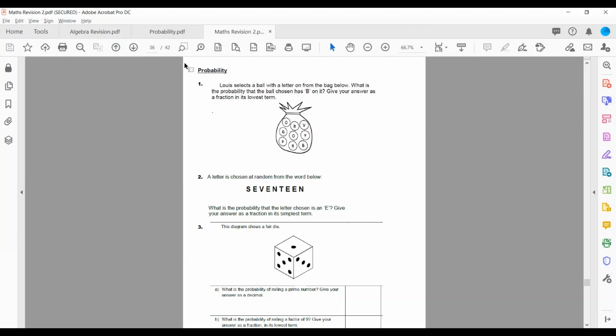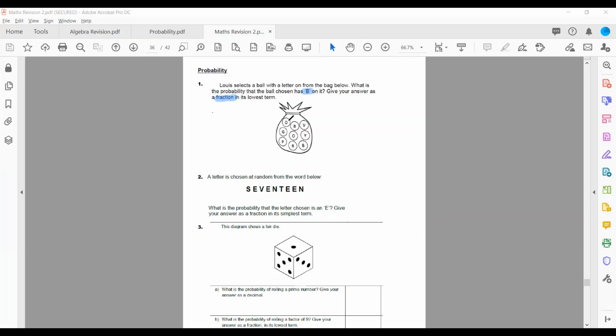So if we have a look at question 1 here, we have a bag with a lot of letters in, and the question is asking, Louis selects a ball with a letter from the bag. What is the probability the ball chosen has a B on it? Give your answer as a fraction, because probability can be given as a word, so likely, unlikely, evens, impossible, certain. Can be given as a fraction, can be given as a percentage, can also be given as a decimal, but in this case they've asked you to give it as a fraction.